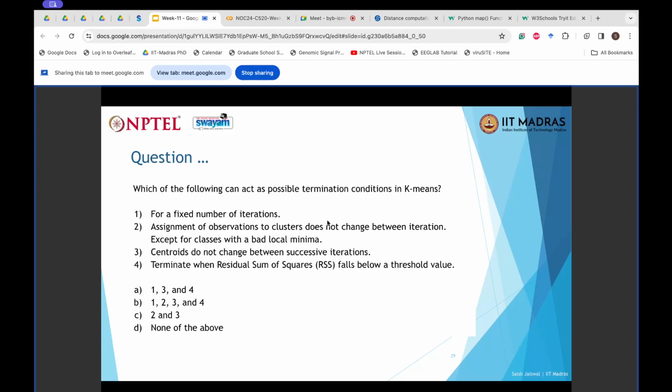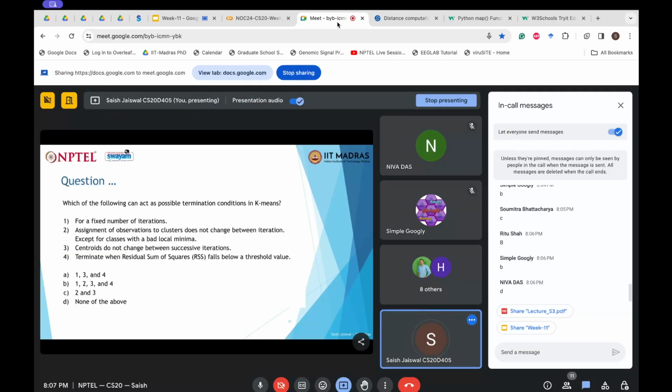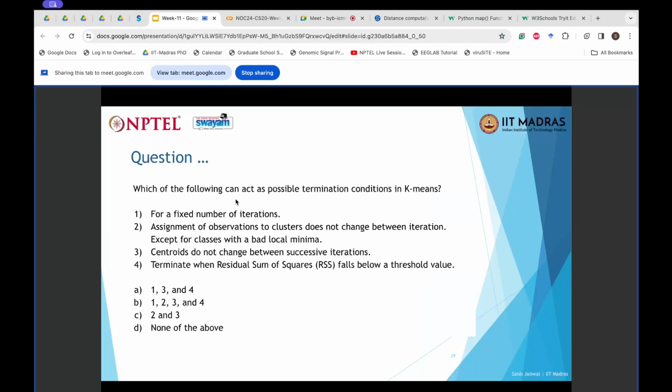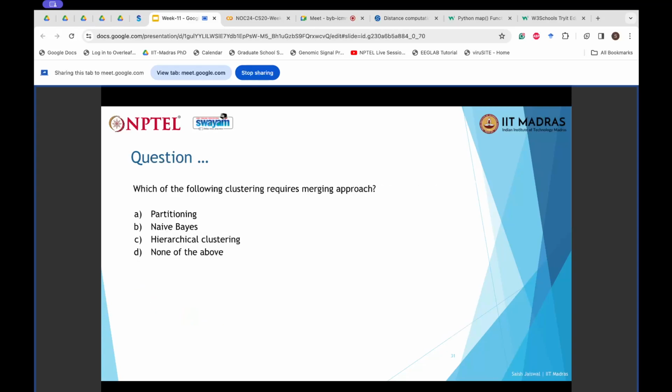Bad local minima is something where a given data point might get switched to different clusters in every iteration. Like in one iteration a data point might belong to cluster 1, and in the next iteration it might belong to cluster 2. If that switching or jumping of data points happens, your algorithm is not going to converge properly. So in that case it will be difficult to converge, but you have to have a certain fixed number of iterations to stop the algorithm. Okay, so the answer is 1, 2, 3, 4. Which of the following clustering requires a merging approach?